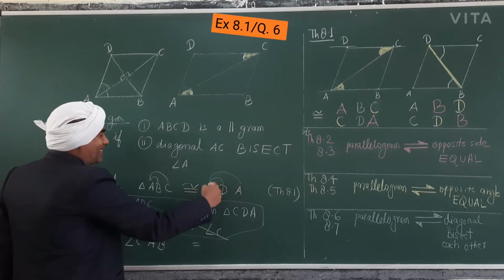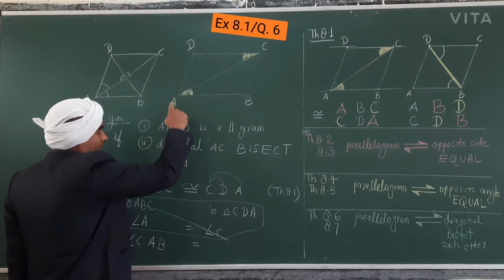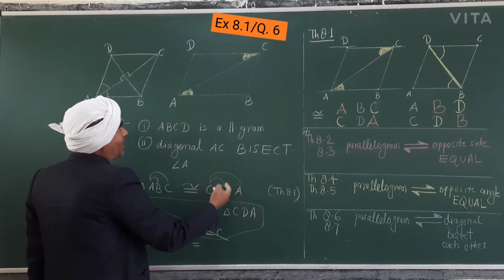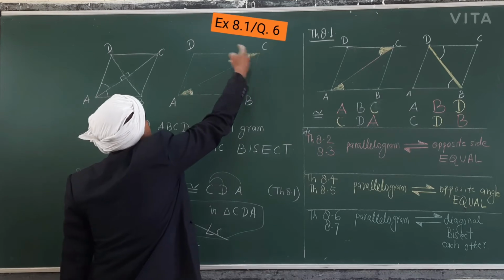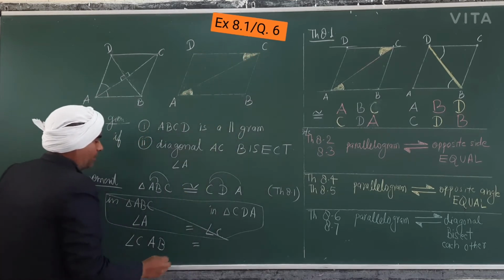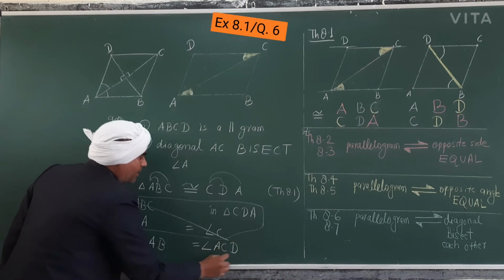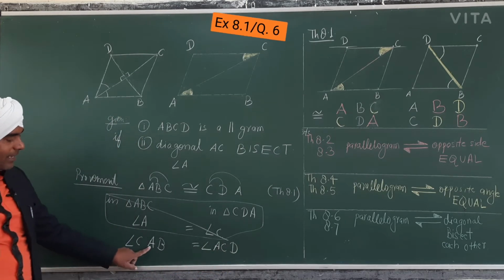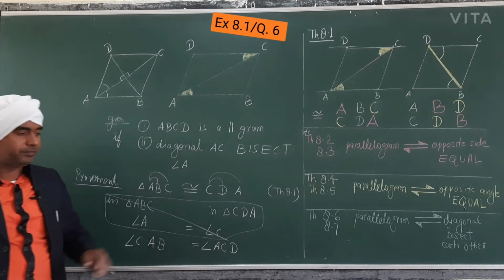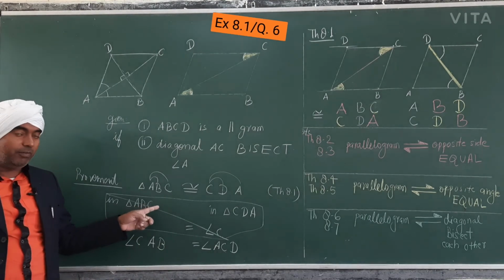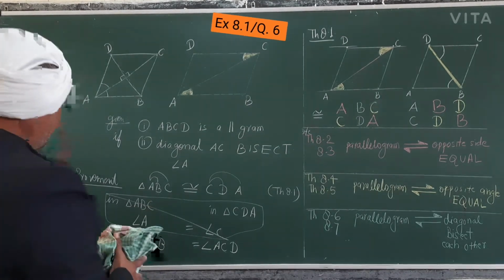So A C D, this angle. So this is angle A, C and D. So angle A and angle C are equal. Okay, I have told you very specifically, don't write like this.